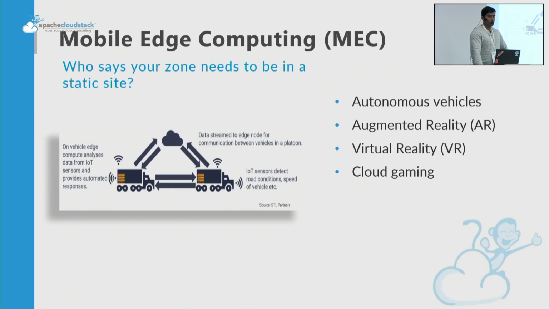Next, it could be mobile edge computing, like autonomous vehicles, where they are trying to connect to different edge nodes. So things like those. Similarly, augmented reality, virtual reality kind of things, where the site itself is moving. So things like those.